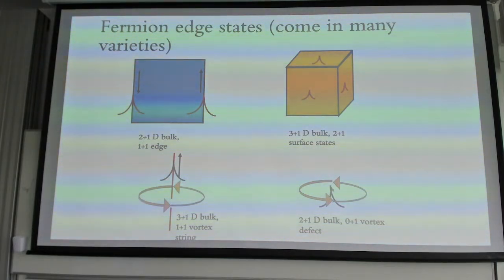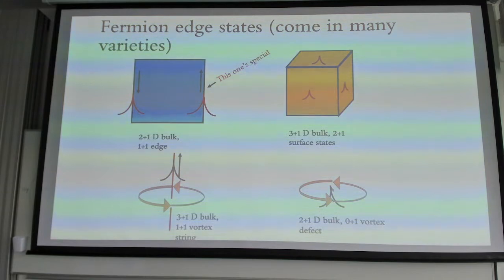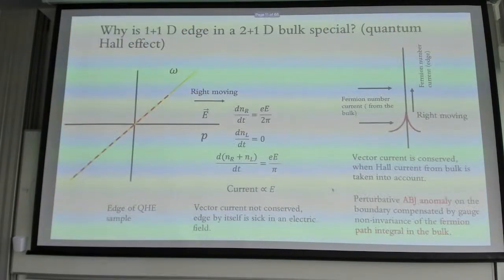This is a 3+1D topological insulator with 2+1D massless edge states. This is a 3+1D bulk with 1+1D vortex string. Again, you can have chiral fermions living here. And similarly, this is a 2+1D bulk with 0+1D vortex defect. And we say that this one is special, and you will see why. So here's a slide on why we think it's special.